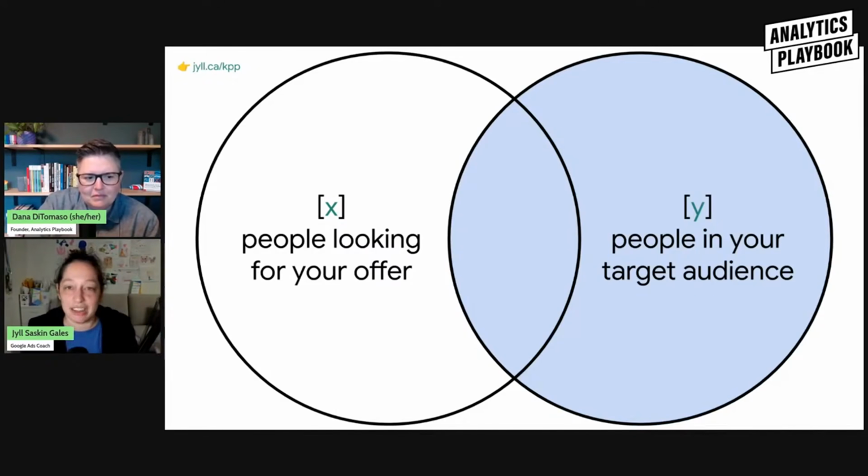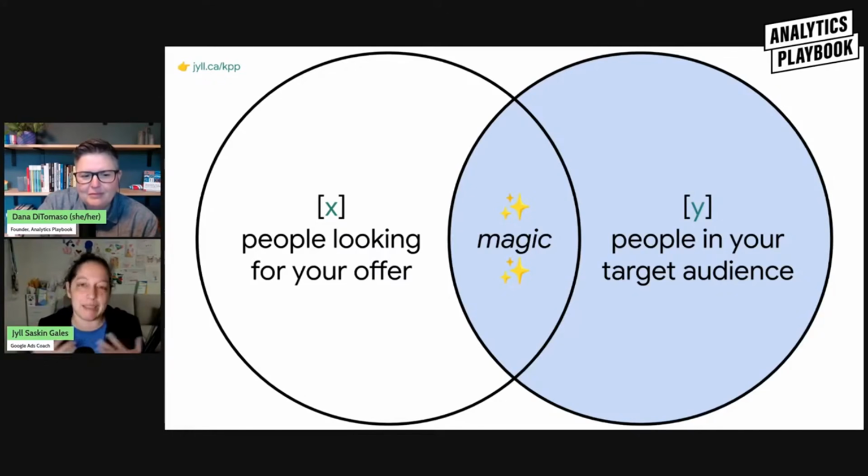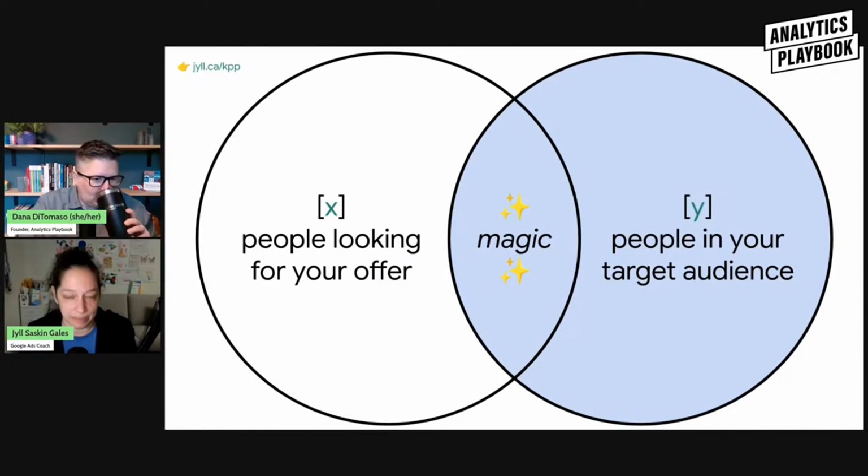Now, when we can target that intersection of people who are both looking for your offer and meet your target audience, that's where the magic happens. But it's harder and harder and harder to get to that perfect middle ground today, especially with so many more AI and automated solutions. So today we're going to focus a lot on the blue circle here, including the magic part, how to find those people in your target audience.